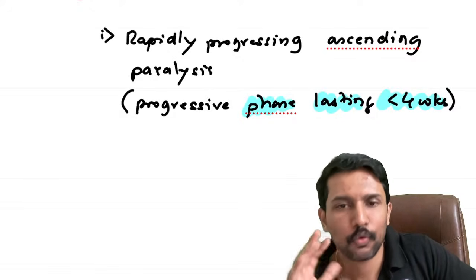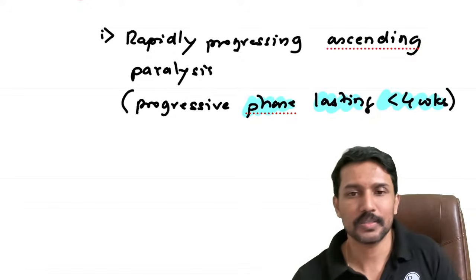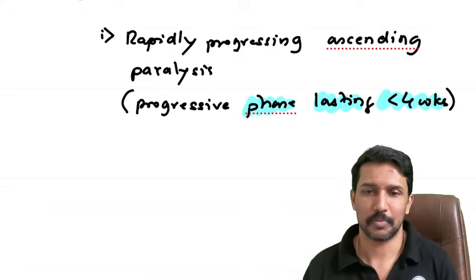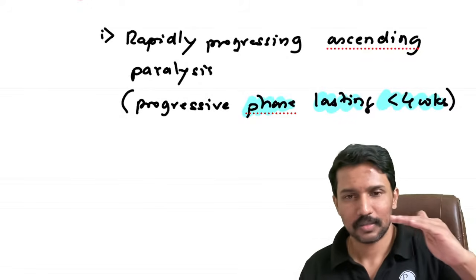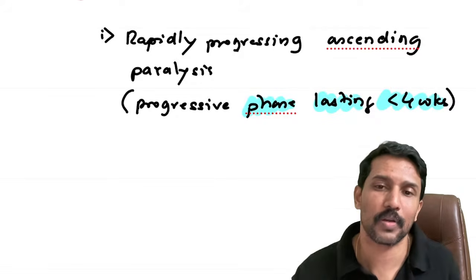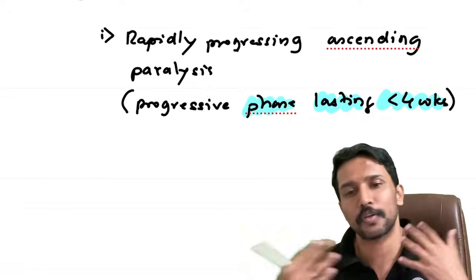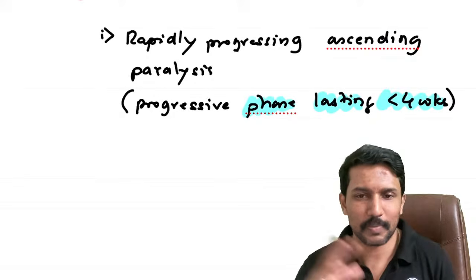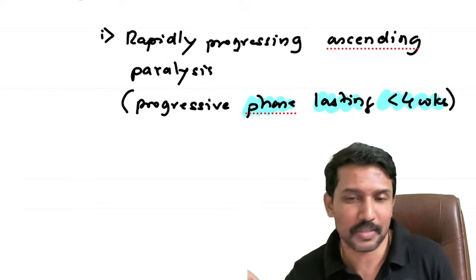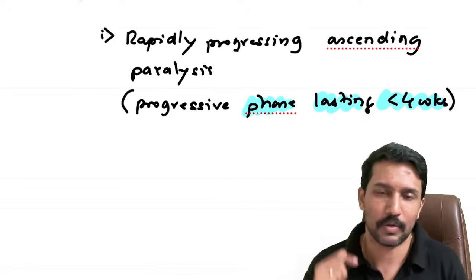Okay, now 4 weeks completed. 5th week, I notice that new group of muscles are getting affected. Then it is unlikely to be GB syndrome. The progression goes on for maximum 4 weeks. After that, the GB syndrome no longer progresses. No new muscles get affected after 4 weeks. It's because by that time the IgG antibodies start to decline, they are not going to cause the damage anymore. So no new muscles will be involved.